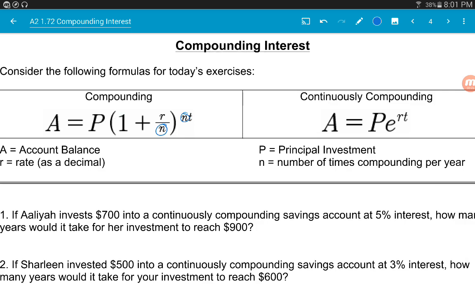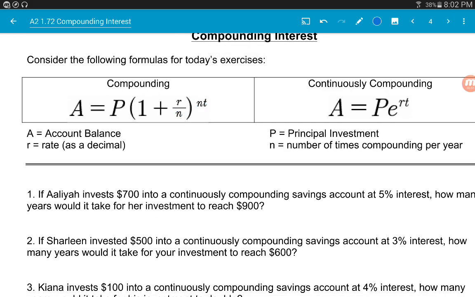Now, compounding happens a certain number of times per year, right? So it could be once per year. You could get your interest added back into your account once per month, which would mean you get your interest compounded 12 times per year, because there are 12 months in a year. Continuously compounding is different in that the question will state that it is continuous, and you'll know that you have to use this formula, A equals PE to the RT. Otherwise, you'll be using this formula on the left.